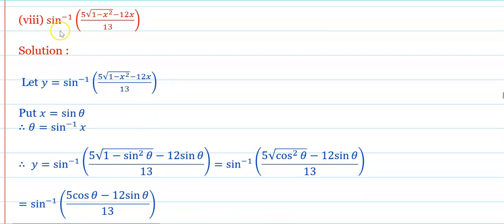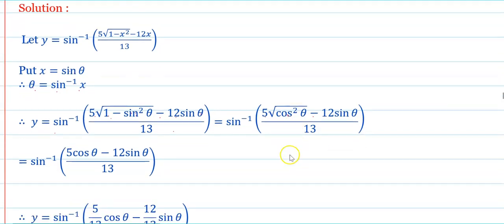Sin inverse of, in bracket, 5 root of 1 minus x square minus 12x, this whole divided by 13. Okay, now here we substitute x is equals to sin theta. Therefore theta is equals to sin inverse of x. Substitute here: sin inverse of 5 root of 1 minus sin square theta minus 12 sin theta upon 13. But 1 minus sin square theta is cos square theta, so 5 into cos square theta minus 12 sin theta, upon 13.